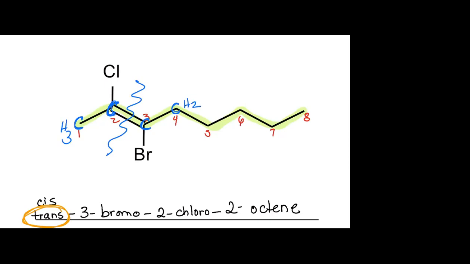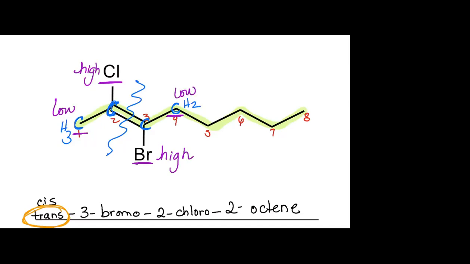If we look at carbon 2, it is attached to chlorine versus carbon. Chlorine has a higher atomic number, so we are going to put the high label. Carbon, because it has a lower atomic number, we're going to put the low label. When we look at what is attached to carbon 3, we're comparing the carbon to the bromine. Bromine has a higher atomic number, so this will be the high label. This will be the low label.